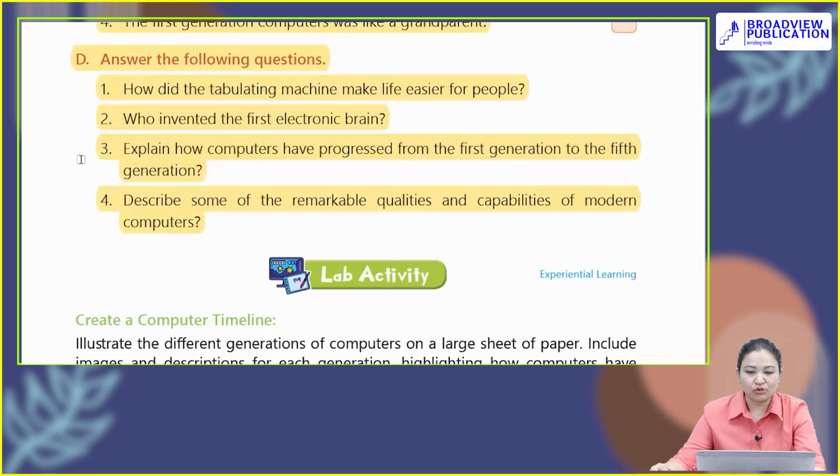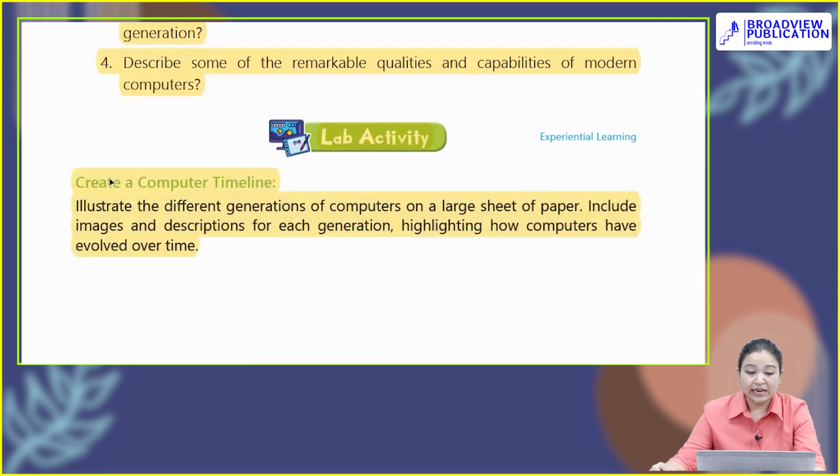Some questions are given here. You have to answer them one by one. Lab activity. Create a computer timeline. Illustrate the different generations of computers on a large sheet of paper. Include images and descriptions for each generation, highlighting how computers have evolved over time.